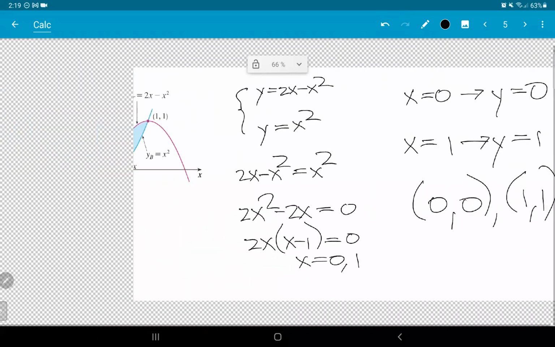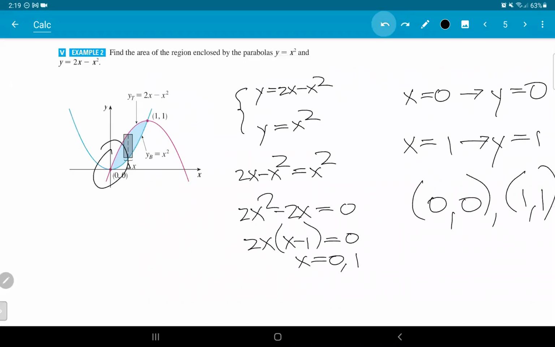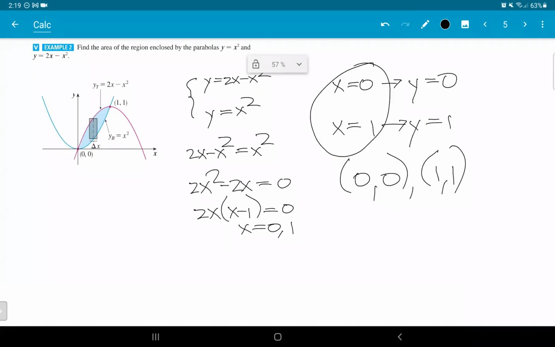And then sketch the graph, right? And then just use the x coordinates to put the lower and upper limits for the integral. Any question?